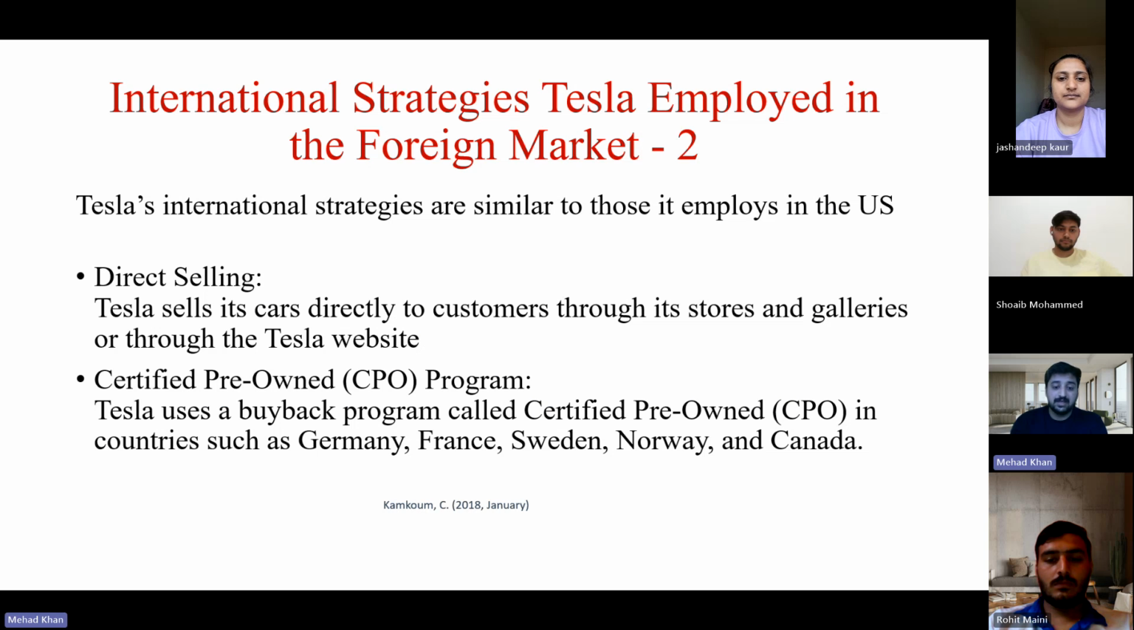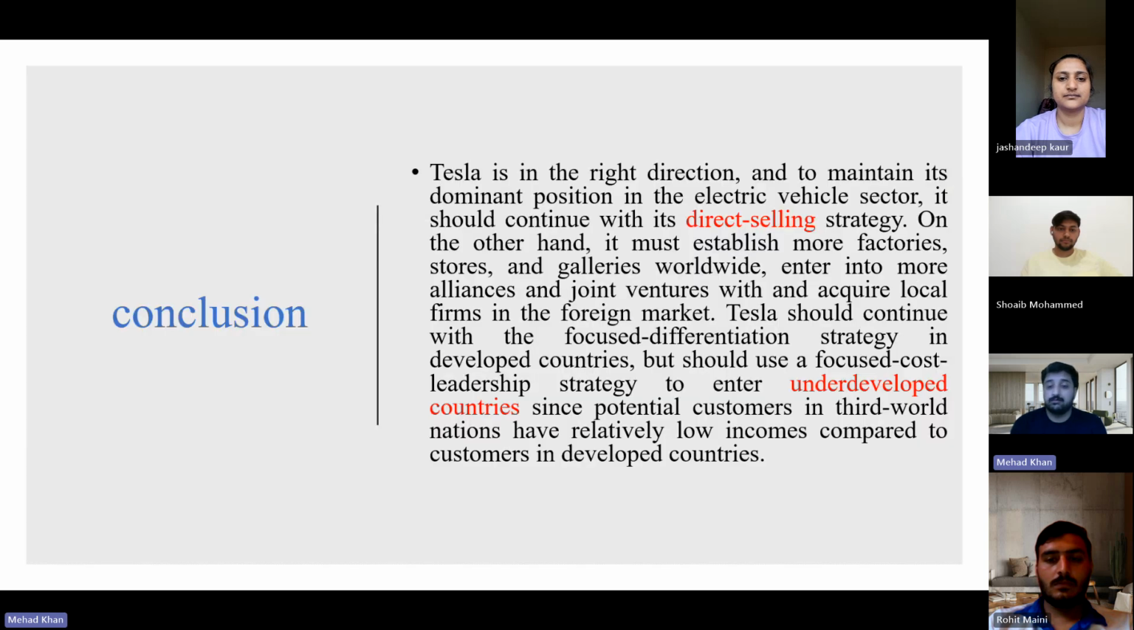Next is the conclusion of what we recommend after studying Tesla Motors for a long time. It's been 2 weeks that we've been studying it. The first thing is that Tesla is going in the right direction. If one looks at the bigger picture, the financial numbers say that Tesla is doing well. The direct selling strategy they have is right, and they are getting good financial numbers each year, which means Tesla is improving. So direct selling is a good strategy for them. They should go with it.